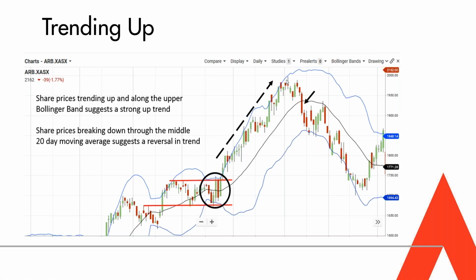And of course, share prices breaking down through the middle 20-day moving average suggests a reversal in the trend. That's when we would confirm a change in trend from going up to the start of a downtrend. Once again, as long as the price action sits between the bottom two bands, the middle and the lower band, we have an overall downtrend in place.